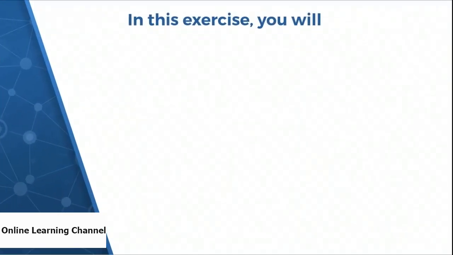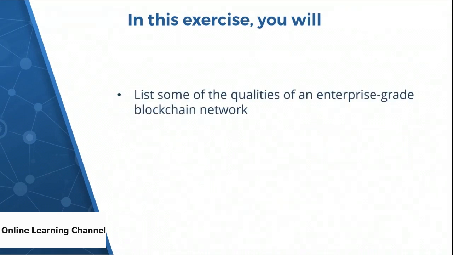In this exercise, you will list some of the qualities of an enterprise-grade blockchain network. We covered during this course that Ethereum, for example, is not considered enterprise-grade due to various restrictions. Those limitations have been addressed by the Hyperledger projects while retaining the core functionality of the Ethereum network, which makes blockchain technology so appealing. You will need to identify those characteristics of the Hyperledger frameworks which make them well suited for enterprise use when compared to many of the other blockchain technologies available.